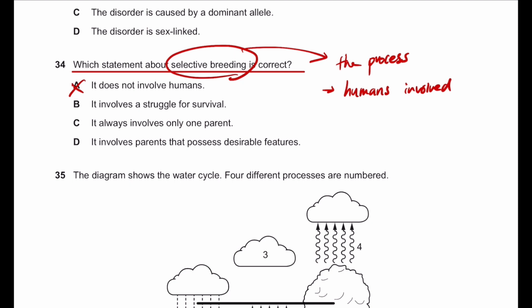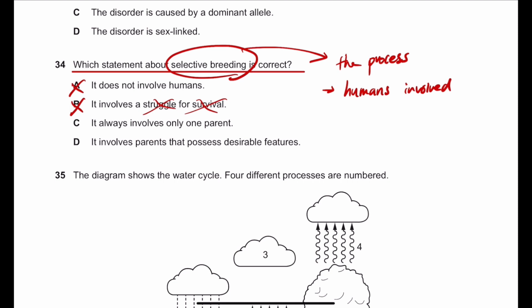It involves struggle for survival. No, it's got nothing to do with the struggle for survival because humans are involved. We just select certain animals or plants and we just cross them, mate them, breed them, right? So struggle? No, there's no such thing.